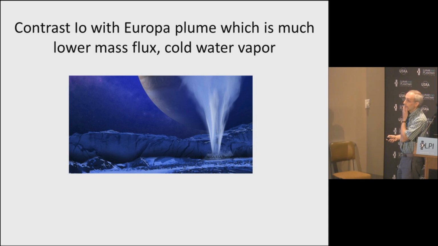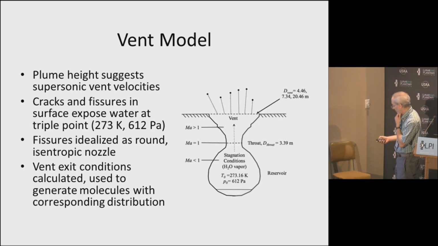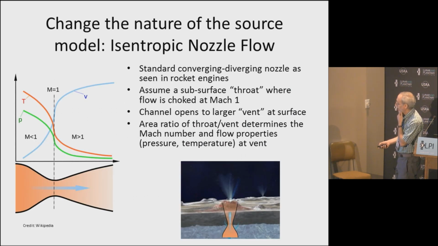Okay, so that was hot, this is cold. Let's talk about Europa a little bit. The sources we view as quite different. We think that the source, or we're modeling the source as being some sort of rocket plume-like problem where we have some chamber below the surface of gases and particles coming up, and in some fairly near surface region there's a constriction which we call a throat.